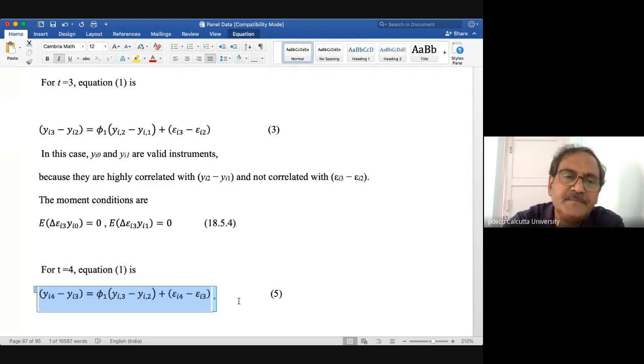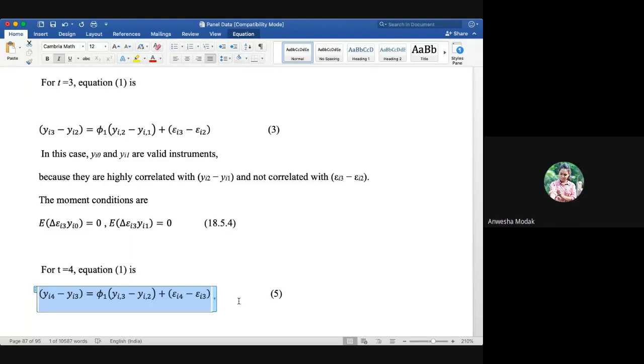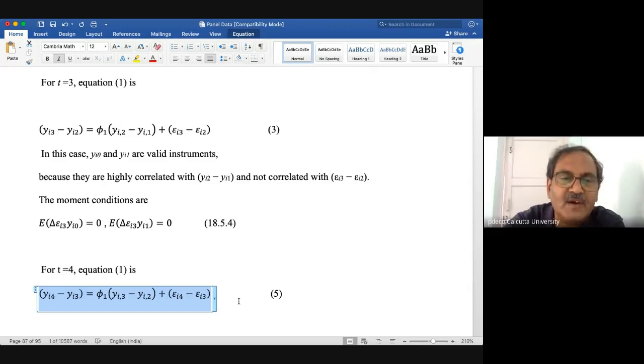Now tell me the possible instruments in this equation. yi0, yi1, yi2. Yes, yi0, yi1, yi2. These are the three possible instruments. So we are considering instruments in terms of the variable. You can also consider the instrument in terms of the difference of the variable. We are not considering that till now.